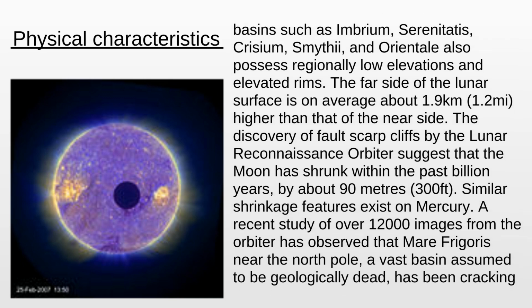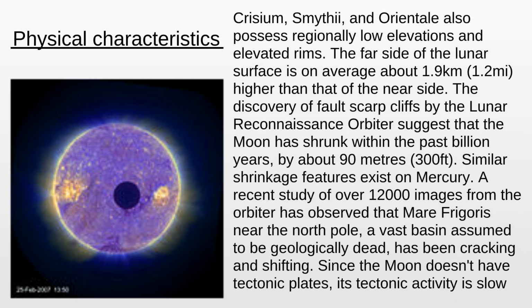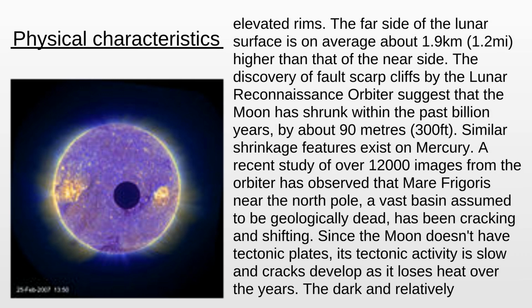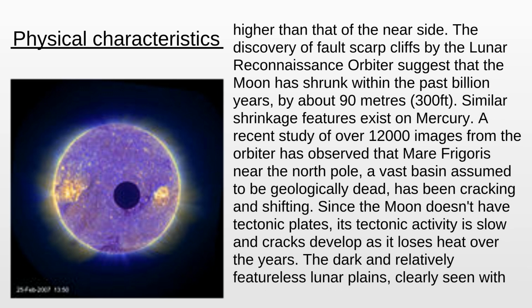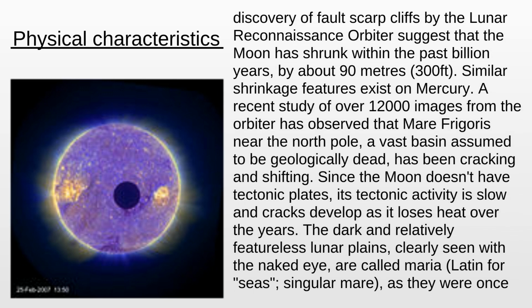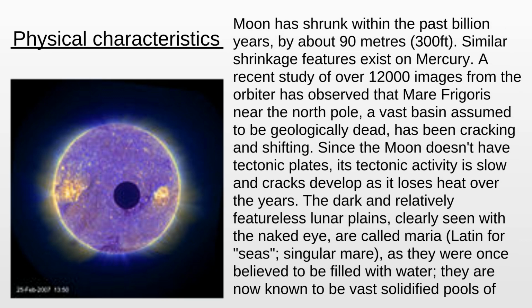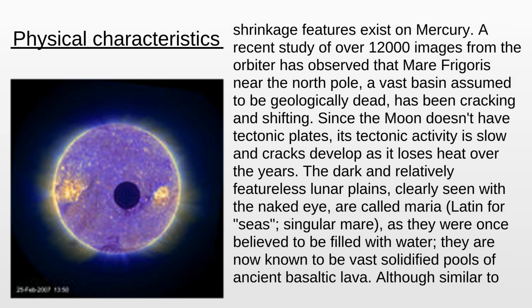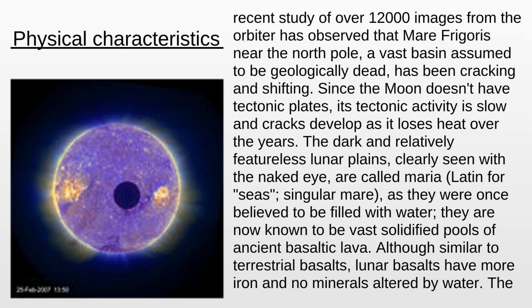Other large impact basins such as Imbrium, Serenitatis, Crisium, Smythii, and Orientale also possess regionally low elevations and elevated rims. The far side of the lunar surface is on average about 1.9 kilometers, 1.2 miles, higher than that of the near side. The discovery of fault scarp cliffs by the Lunar Reconnaissance Orbiter suggests that the Moon has shrunk within the past billion years, by about 90 meters, 300 feet. Similar shrinkage features exist on Mercury.